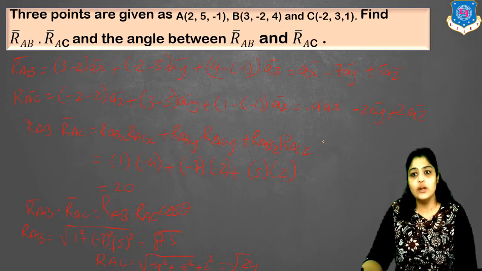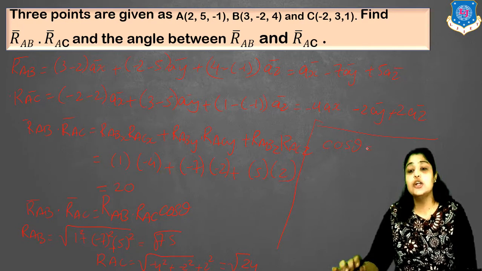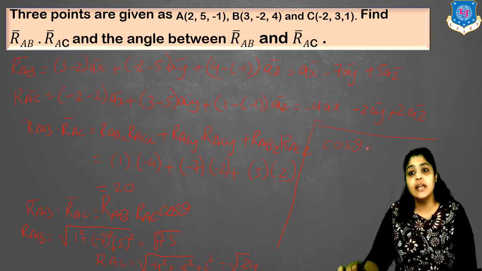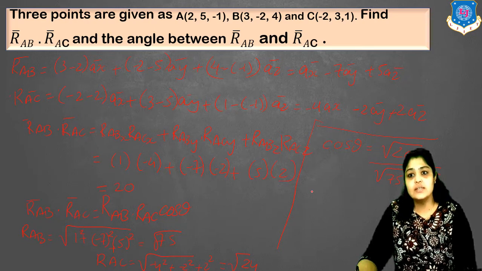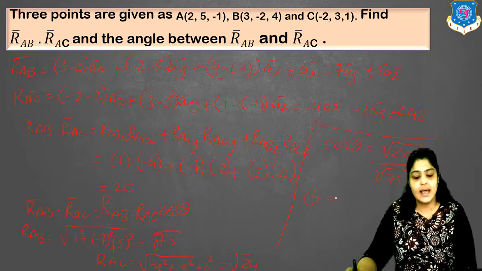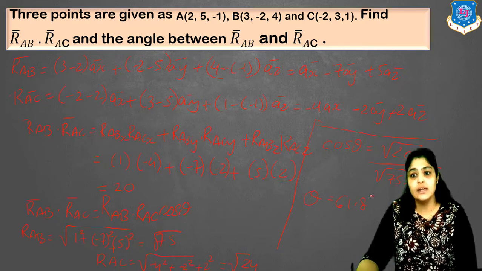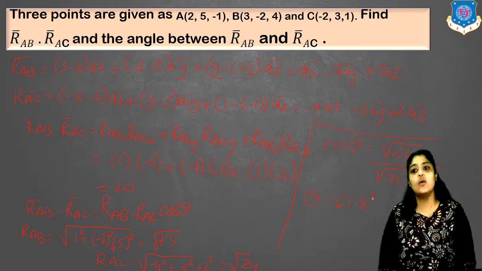So now I simply find out cos theta. Cos theta will be the dot product of RAB and RAC upon the product of their magnitudes. So I have 20 upon under root of 75 into under root of 24. This gives me the answer of theta as 61.8 degrees. This is how I solve this.